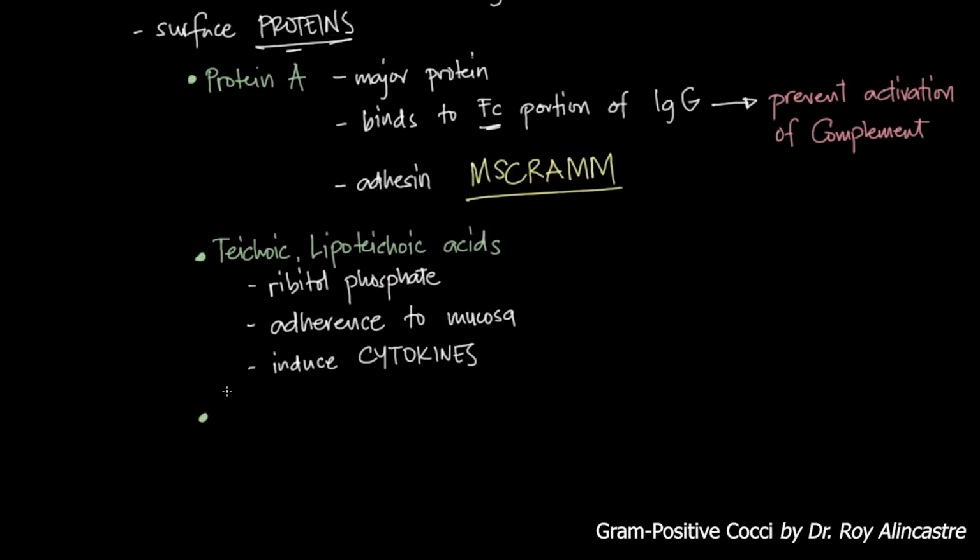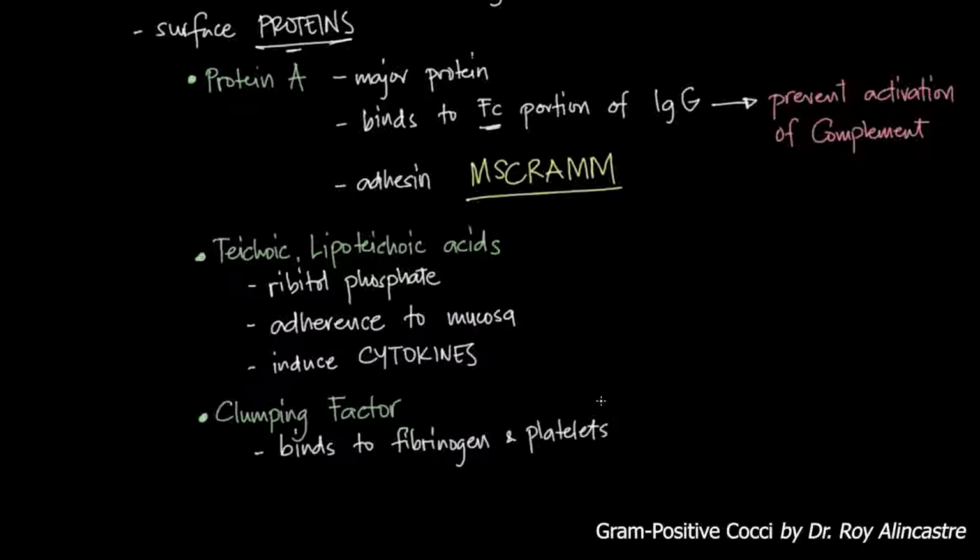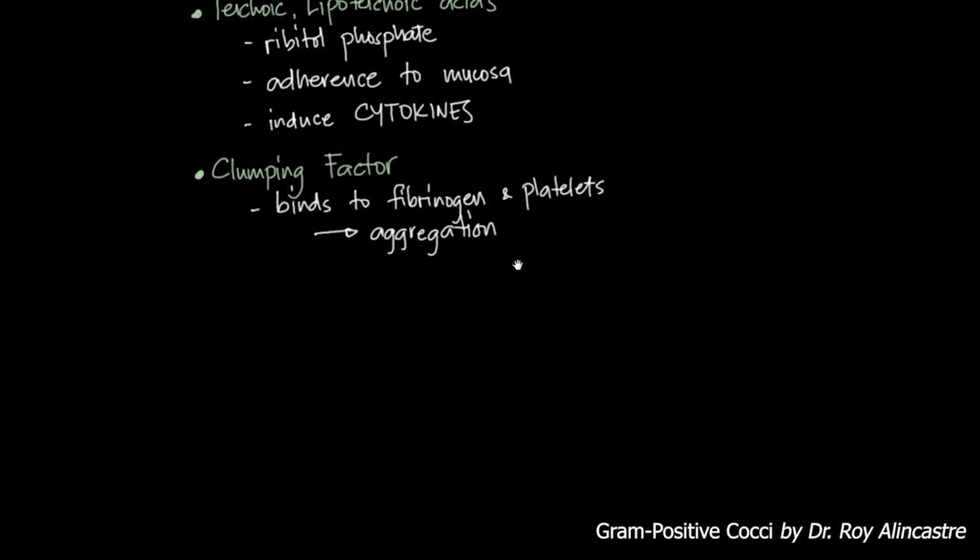Another important MSCRAMM is clumping factor. This is present also on the cell wall surface. Clumping factor binds non-enzymatically to fibrinogen and platelets, producing aggregation of the bacteria. So it causes the adherence of the bacteria to fibrinogen and fibrin. The fibrin clots hide the bacteria from phagocytic cells.